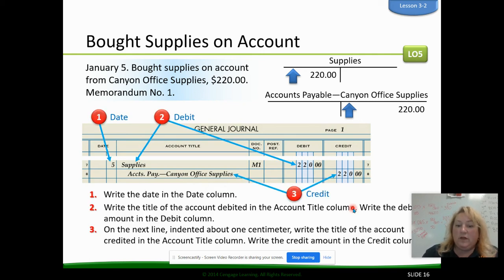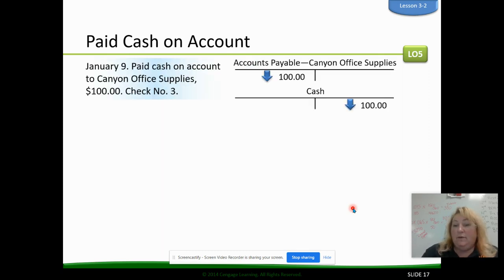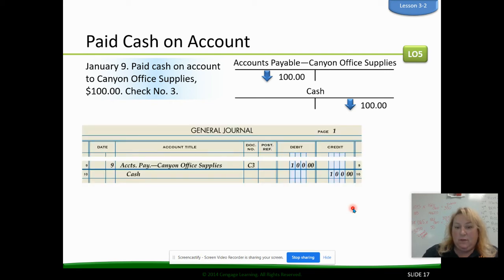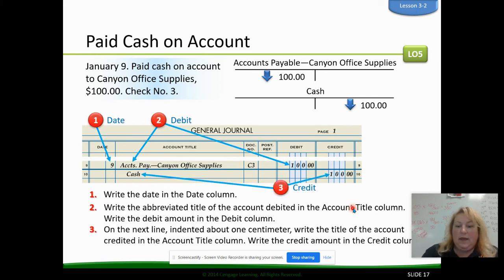And those same 4 steps happen every single time. Same 4 steps. January 9th, paid cash on account. So we're paying some of that debt. We're paying $100. So notice the accounts payable is a debit because it's going down, and the cash is a credit.